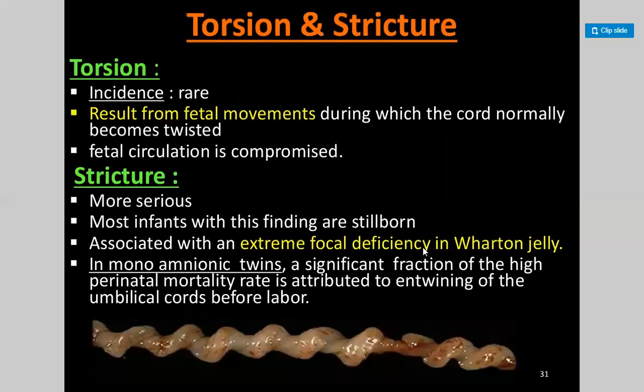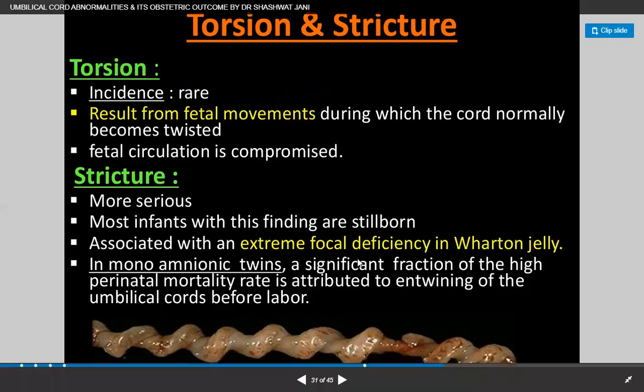Now we are continuing with the torsion and the stricture. In terms of incidence, torsion is very rare, but it results from some fetal movements during which the cord becomes twisted. That is what we see, that there is too much twisting.